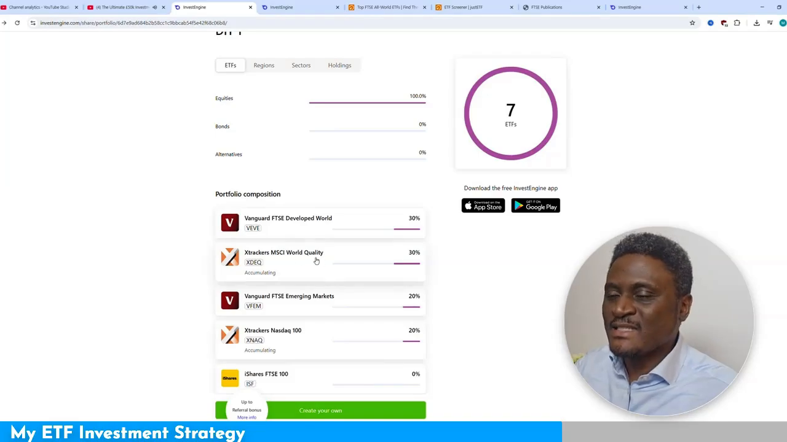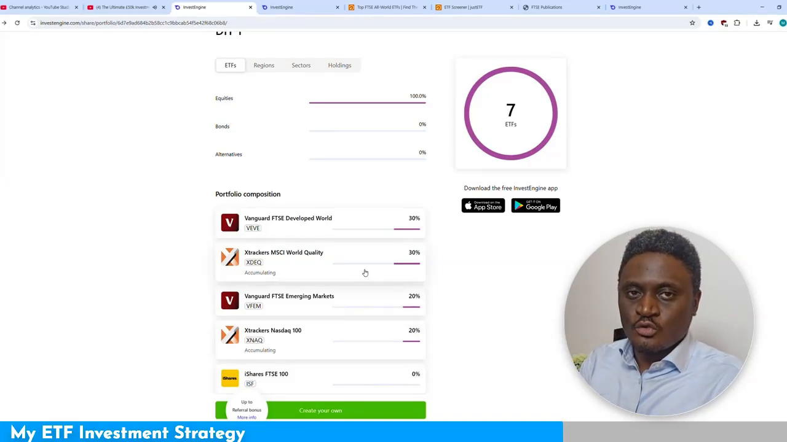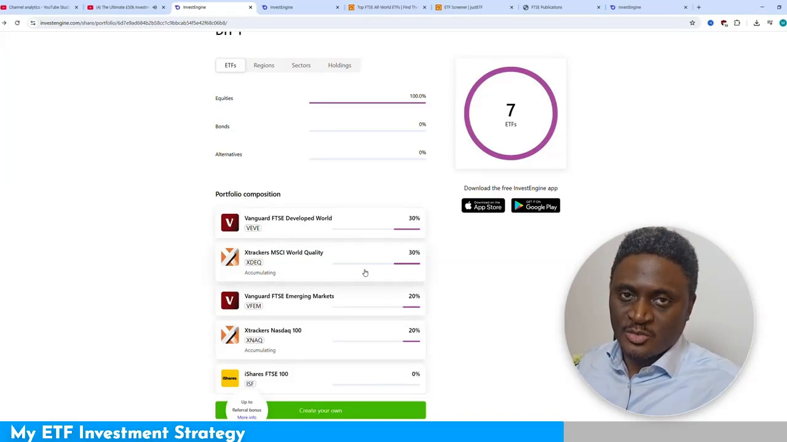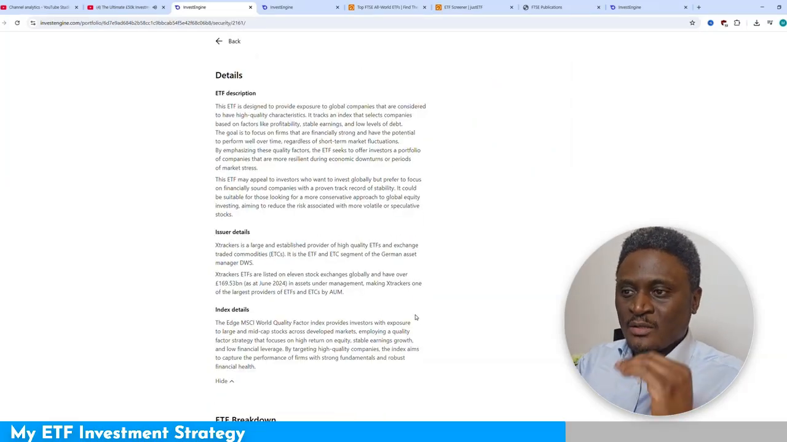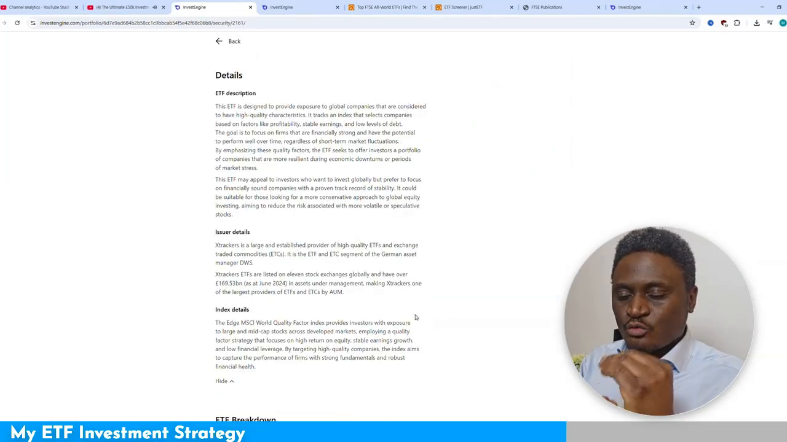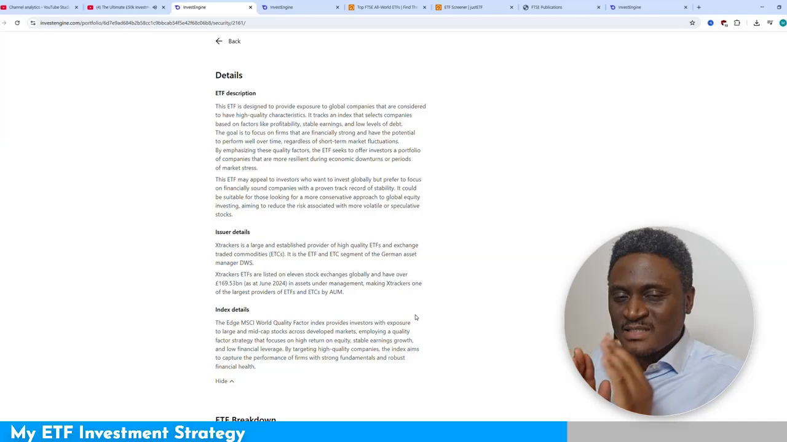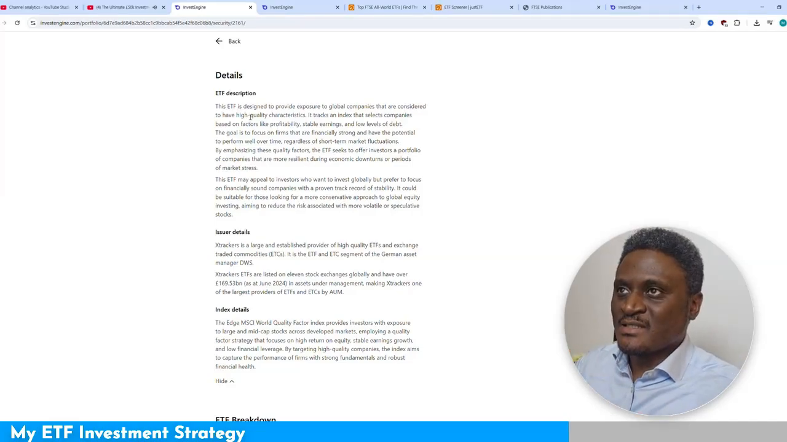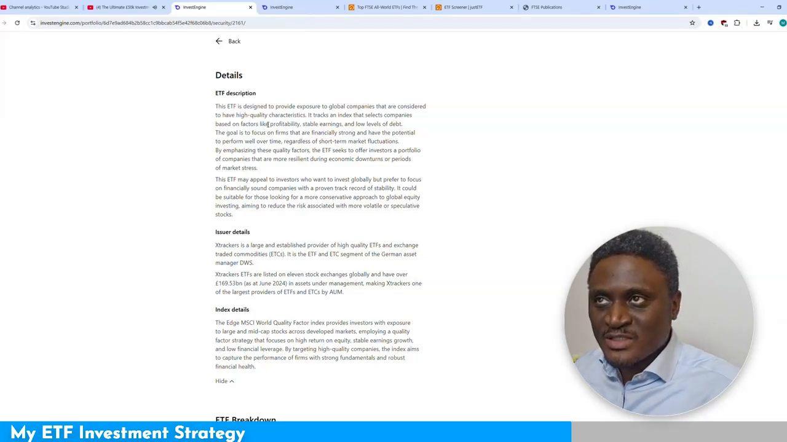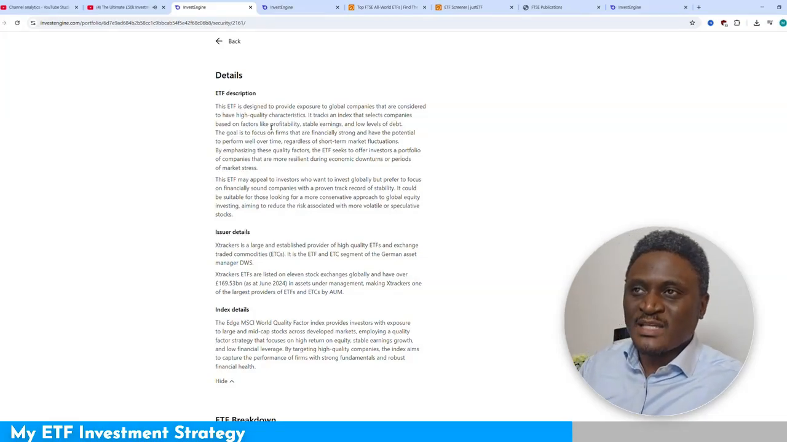World quality is close to what you have with VWRL because it's looking at all the markets in the world, but it's now applying certain rules to identify companies that have good fundamentals. If you read it here, it says this ETF is designed to provide exposure to global companies that are considered to have high quality. What's high quality? Factors like profitability, so they are profitable, they have stable earnings, and they have low levels of debt.